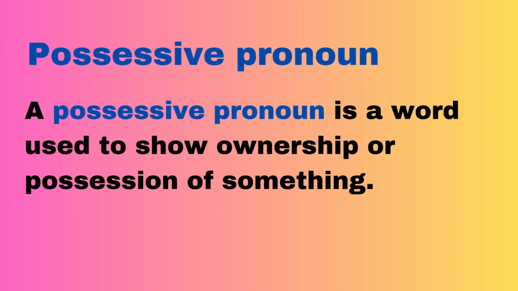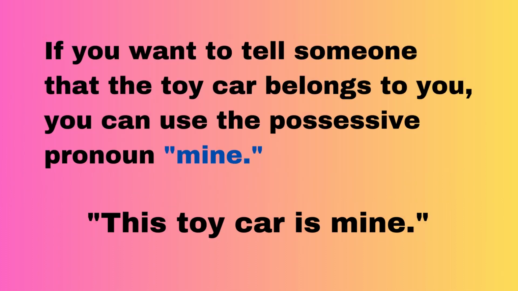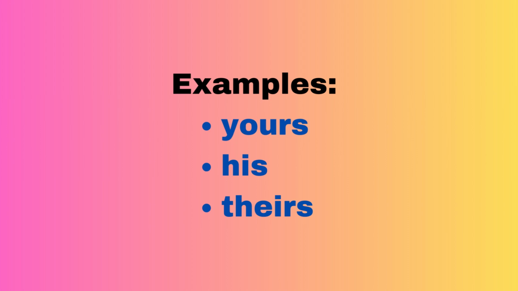Possessive pronoun. A possessive pronoun is a word used to show ownership or possession of something. For example, imagine you have a toy car. If you want to tell someone that the toy car belongs to you, you can use the possessive pronoun mine. So you might say, this toy car is mine. Other examples are yours, his, and theirs.